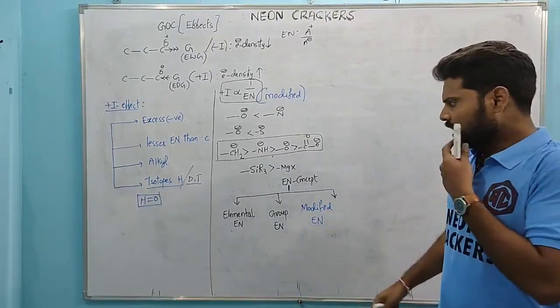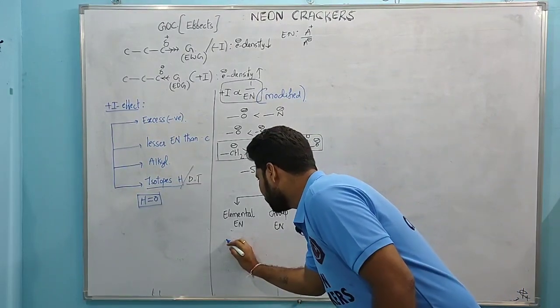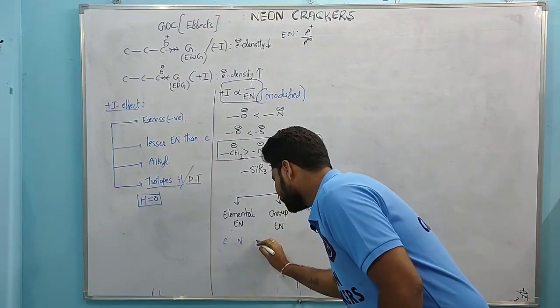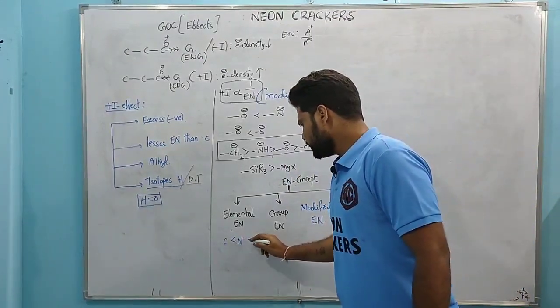What is elemental electronegativity? Elemental is generally according to the periodic table: carbon, nitrogen, oxygen. From left to right, what happened to the EN value? It increased. EN is increased. That we know.